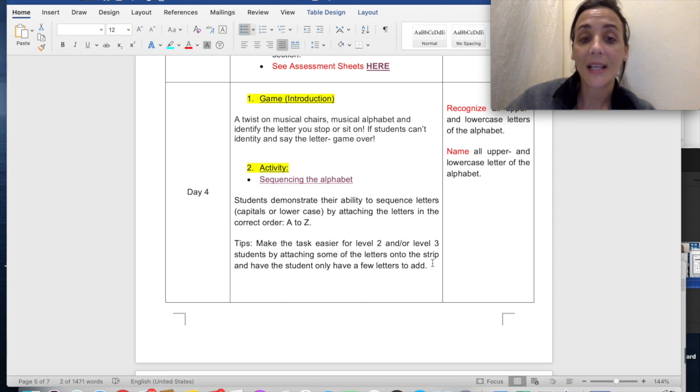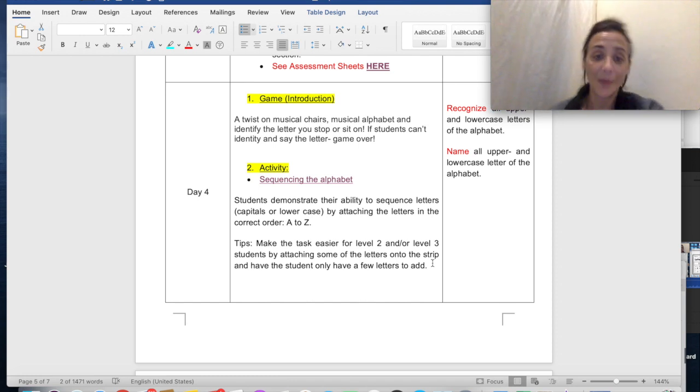Then on day 4, I would once again start with a game. This time it would be something like musical chairs, but I call it musical alphabet. I would stick different alphabet letters on the chairs. Once I stop the music, the students have to sit down and then I would ask them to say the letters and make the sound of the letter that they sat on. If they are unable to do it, then it is game over for them.